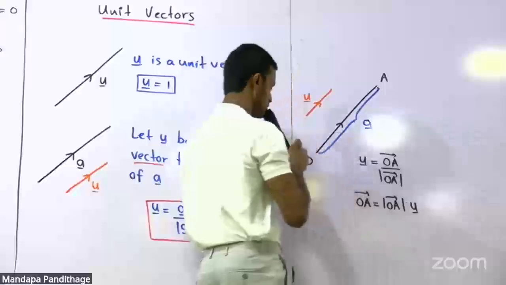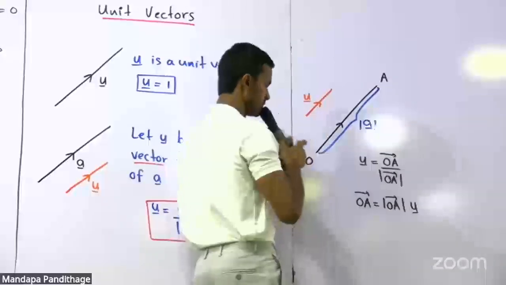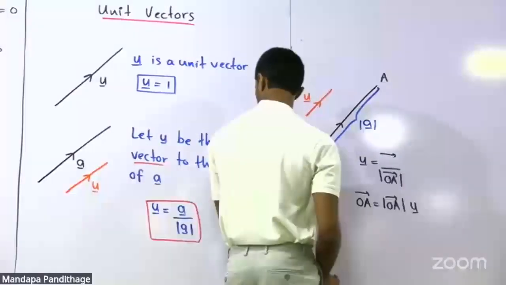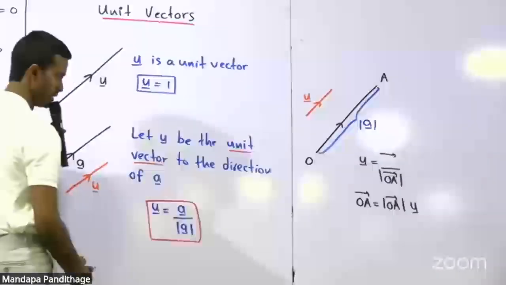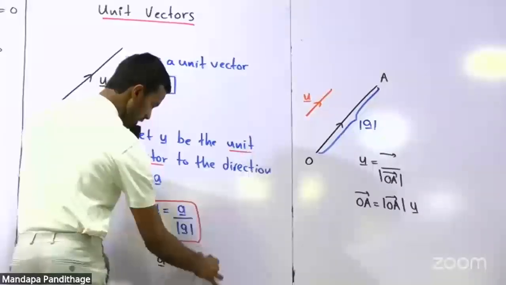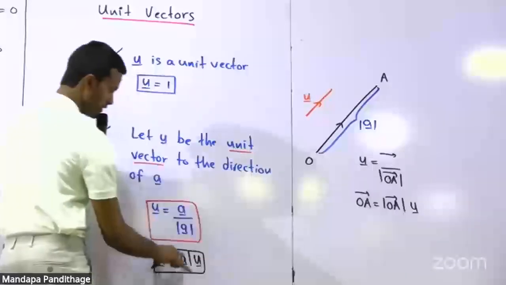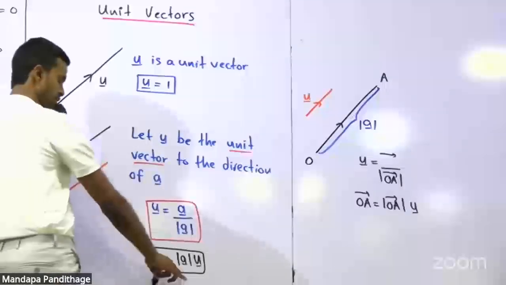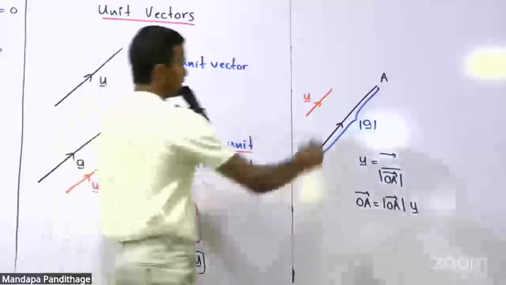Then U, the length is modulus A. So this one is clear, that vector A is equal to modulus A into U, which means you can write any vector in terms of its magnitude and the unit vector to that direction. So let's take a practical example.